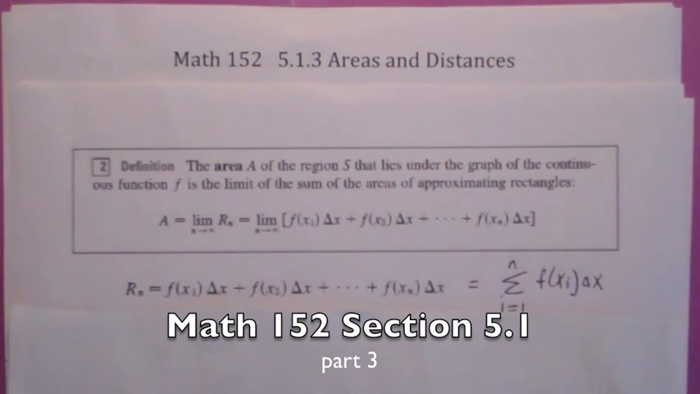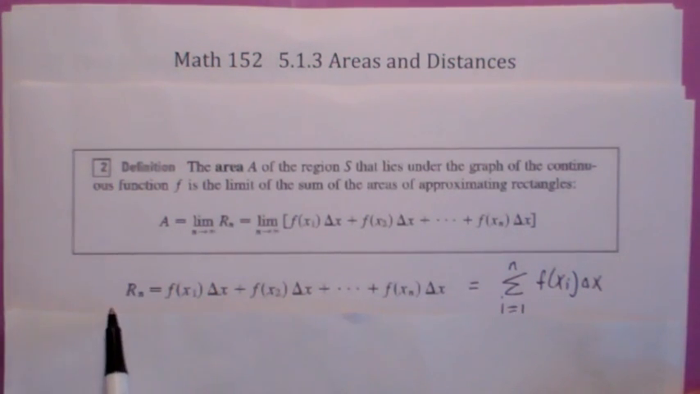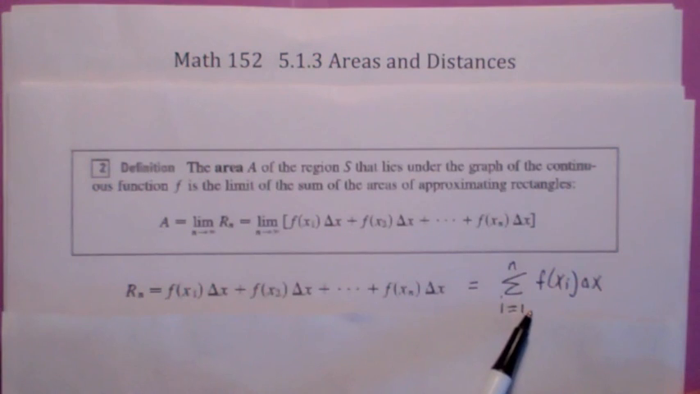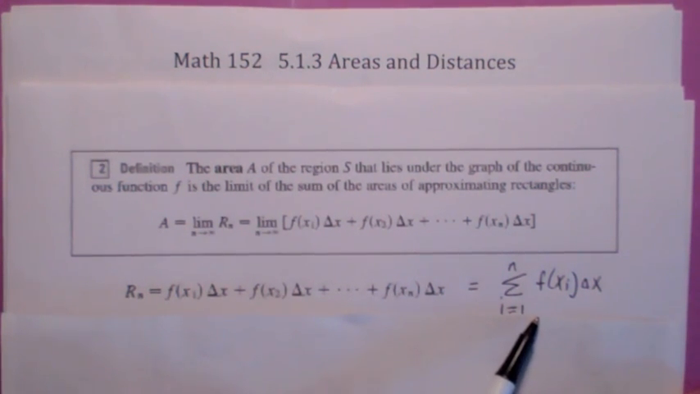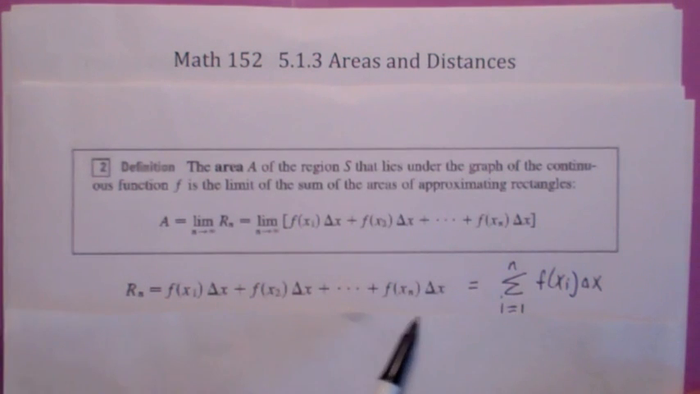Okay, let's continue talking about areas. One thing I want to make sure everyone understands is the difference between R sub n and A, the area under a curve. R sub n is just the sum of the areas of the rectangles, right? You could think of it as an approximation to the area under the curve, but it's not the same thing as the area under the curve.